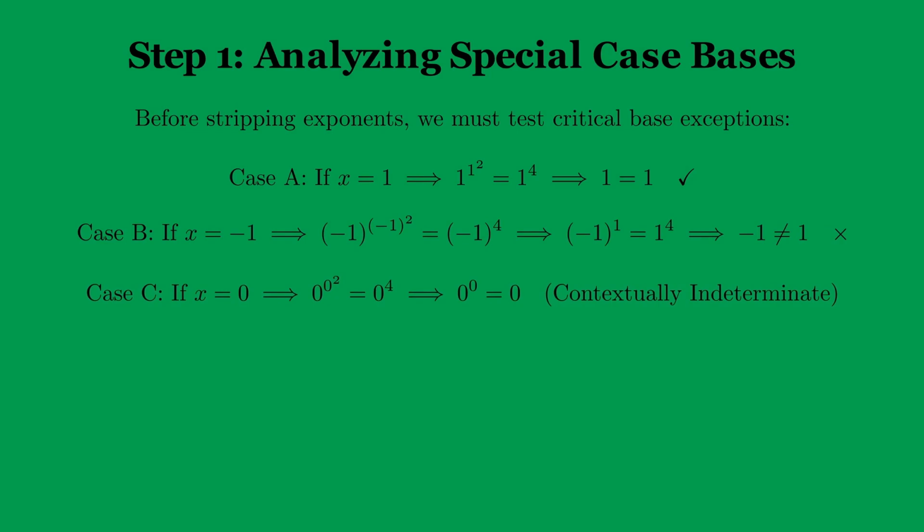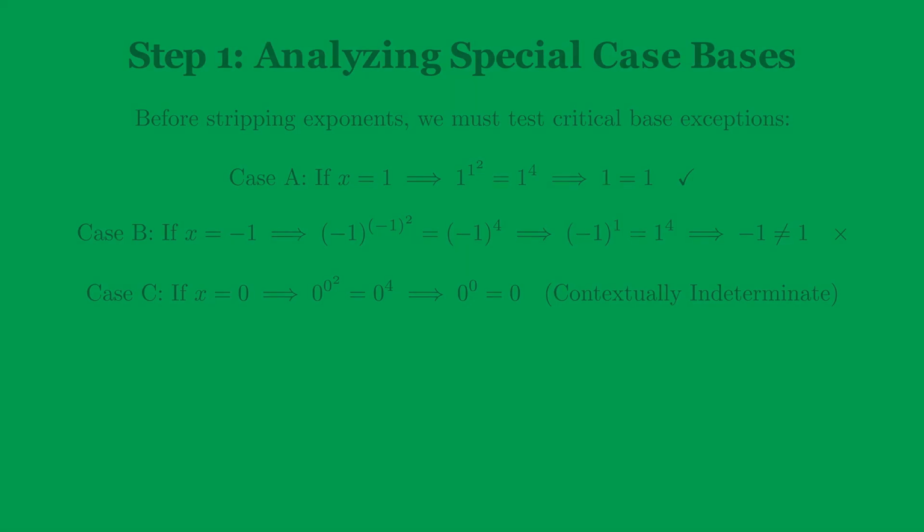Substituting gives 0 raised to the power of 0 equals 0 raised to the power of 4. Because 0 raised to the power of 0 is generally considered indeterminate, x equals 0 is usually excluded from the algebraic solution. However, we will keep this case in mind when we examine the graph later. Step 2. Solve the general case.